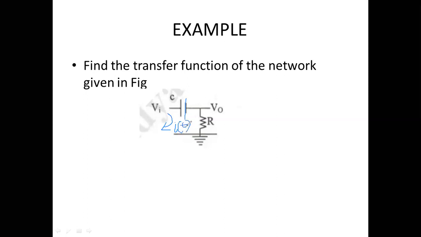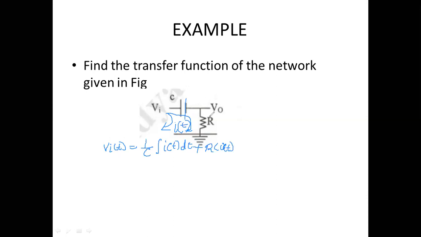So this is the current you assumed. Now we can write Vi of t, the input voltage. If you apply KVL through this loop, we can write 1 by C into integral I of t dt plus R into I of t. So this is the input equation.